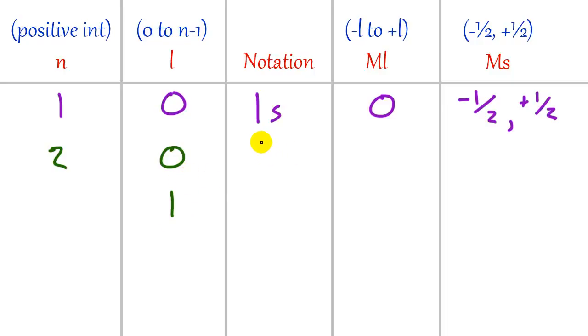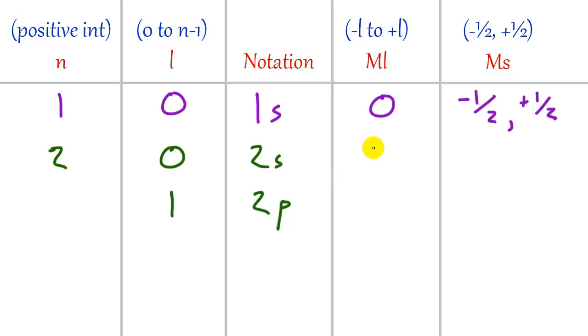So now we go ahead and write the notation, which is, remember, the n value and then the L value. So for this one, it's 2s. And for this one, the n value is still 2, and the 1 is p. So this pretty much means a bigger sphere and a p shape. The p shape looks like two balloons pressed together.